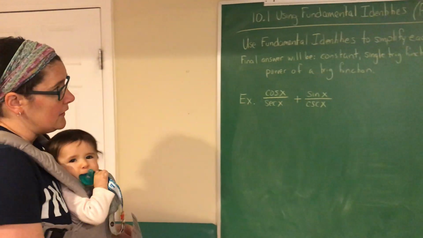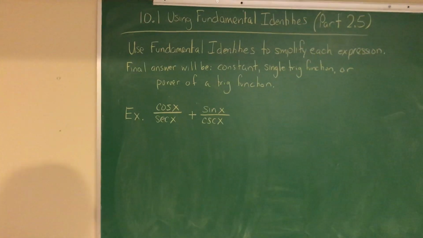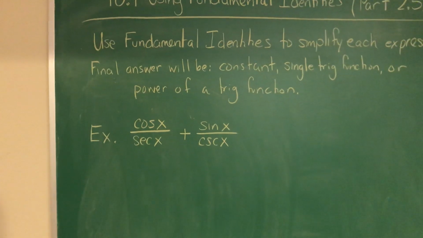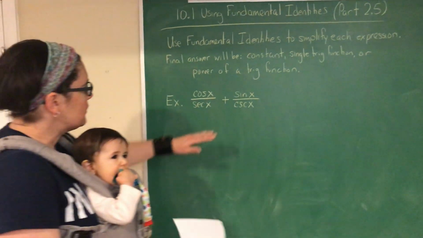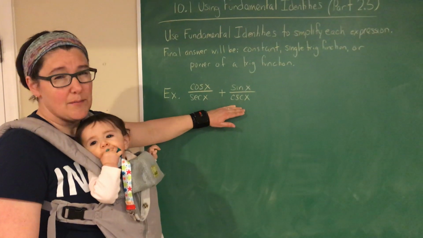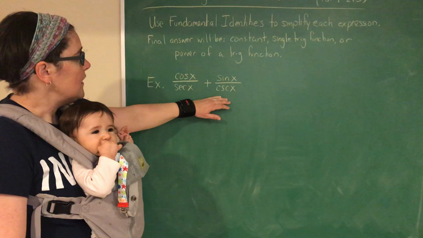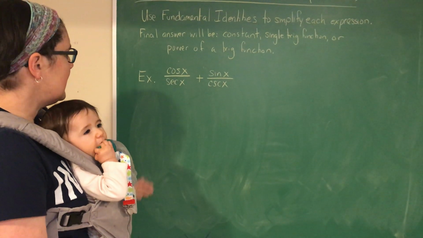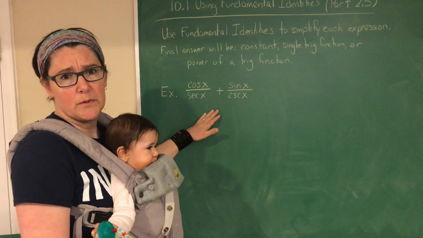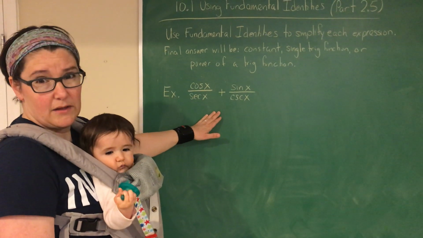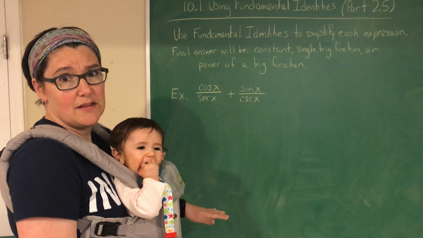Okay. All right, so in this example, we have cosine of x over secant x is equal to sine x over cosecant of x. And I don't see any powers on here. I don't see any squares, so I'm probably not using the Pythagorean identities right now. And I can't really combine these fractions because they don't have the same denominator. So if all else fails, my strategy is to turn everything into sines and cosines.